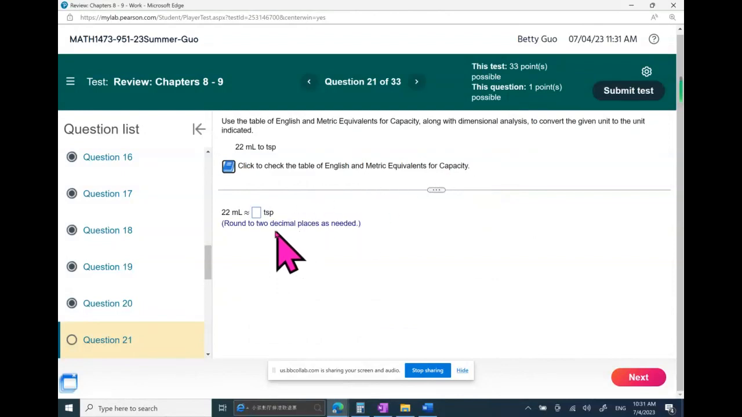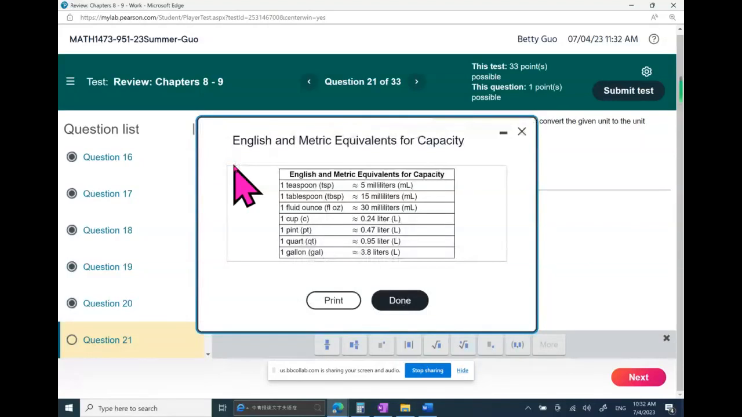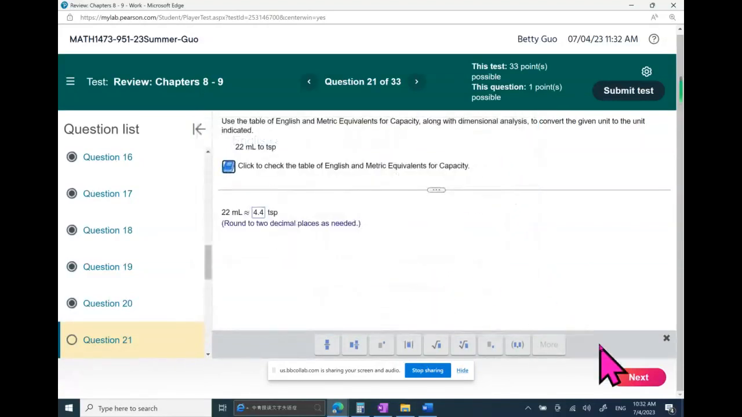4.4, to 2 decimal places as needed. We don't really have that. Let's put a 4.4 for now, and let me double check. 1 teaspoon is 5 milliliters, so 4.4 times 5 does give us 22 milliliters. Teaspoon, TSP, is bigger compared with milliliters.